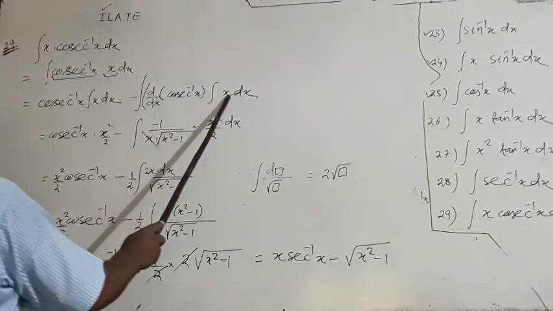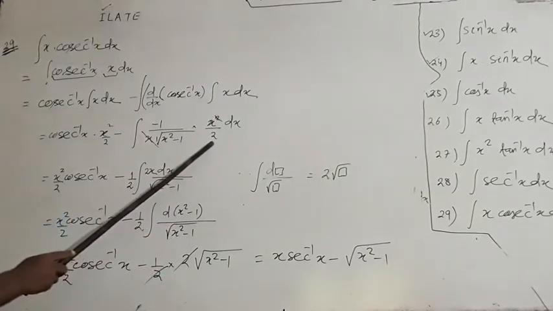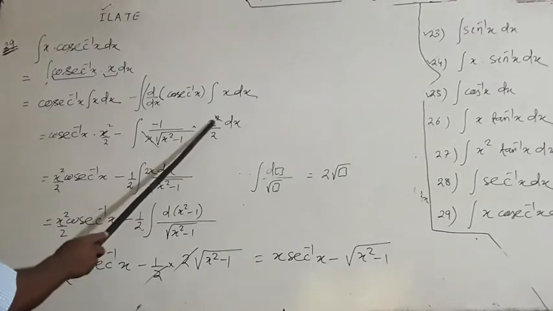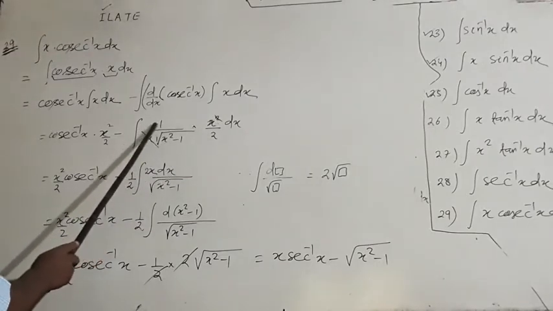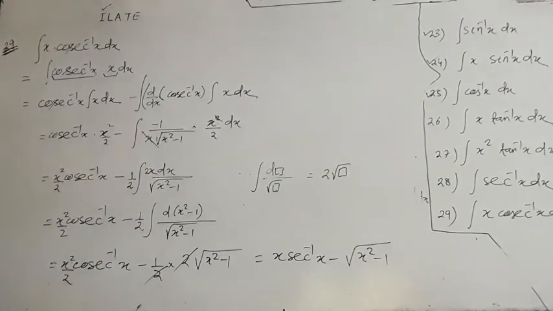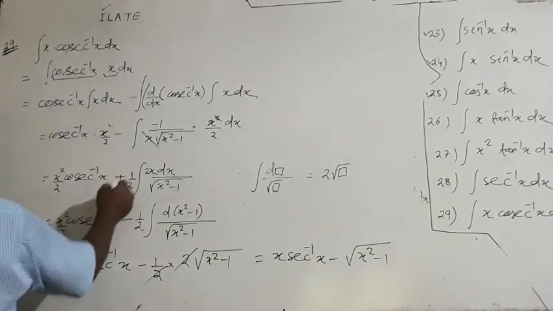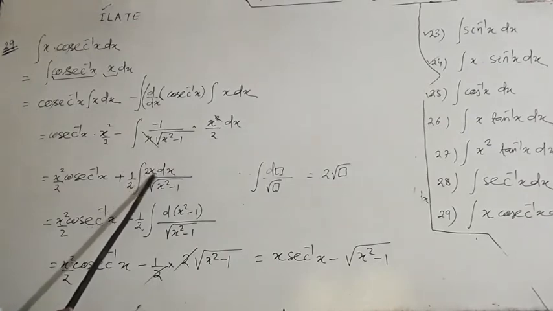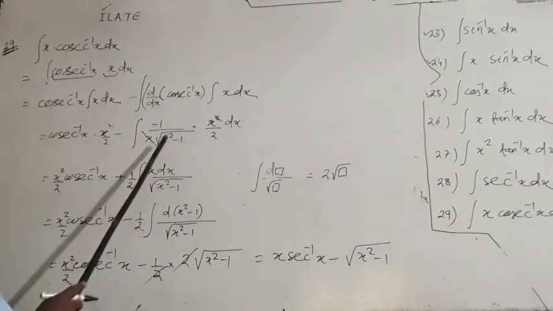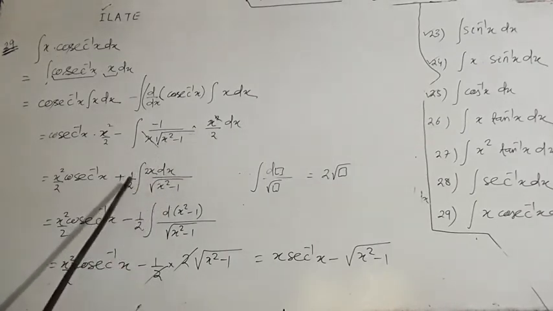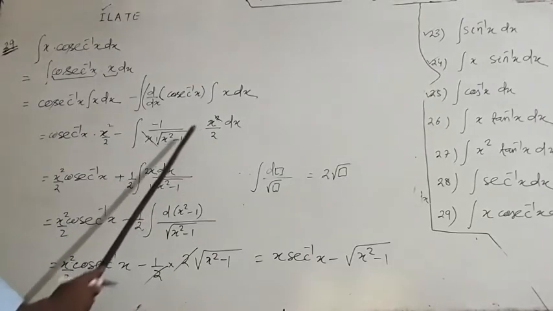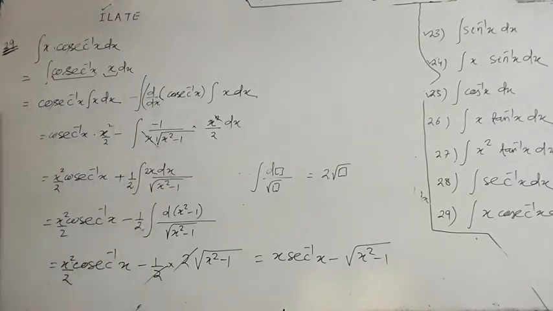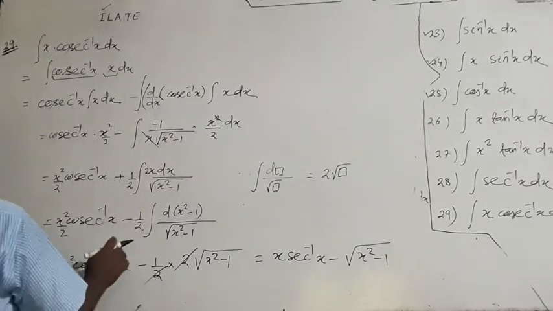And the integration of x dx is what? x square by 2. Now here x and x cancel, so one x remains. So it becomes minus, it becomes plus, and here it is x dx. 1 by 2 will come outside. It becomes x dx by root over x square minus 1.